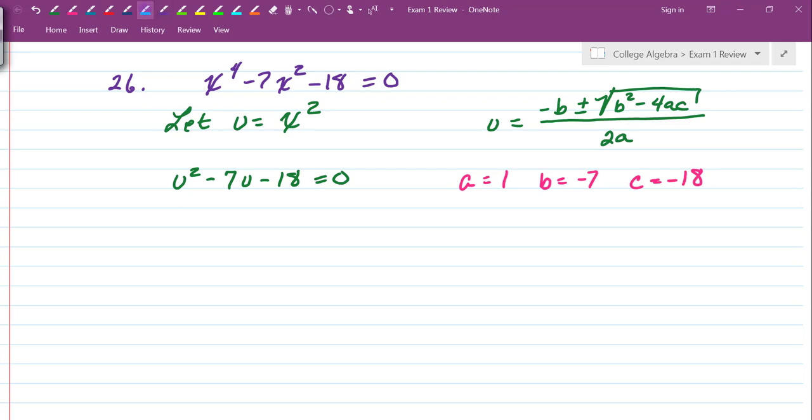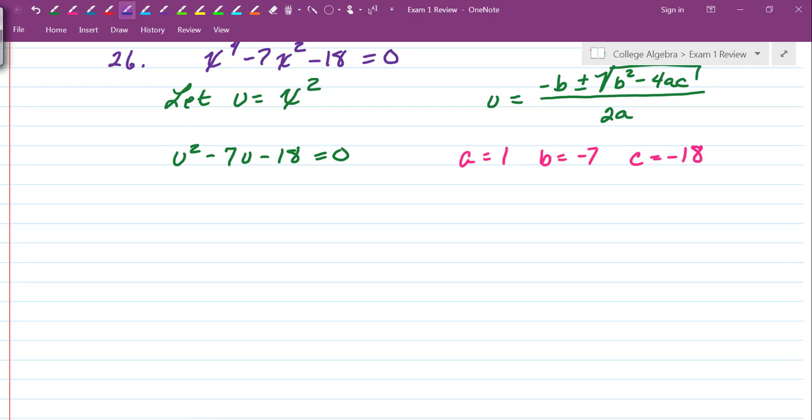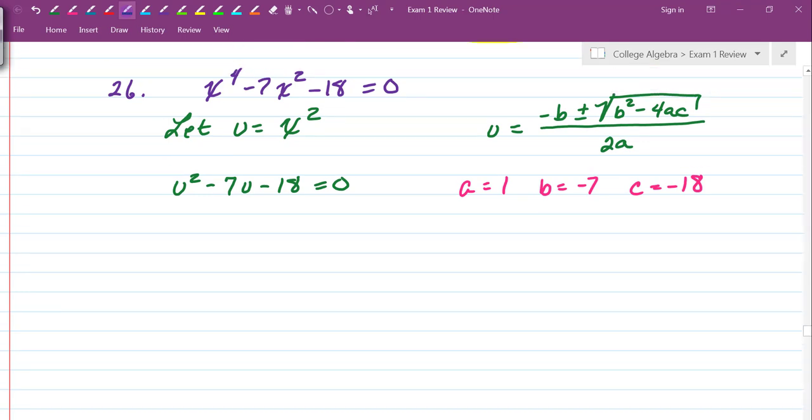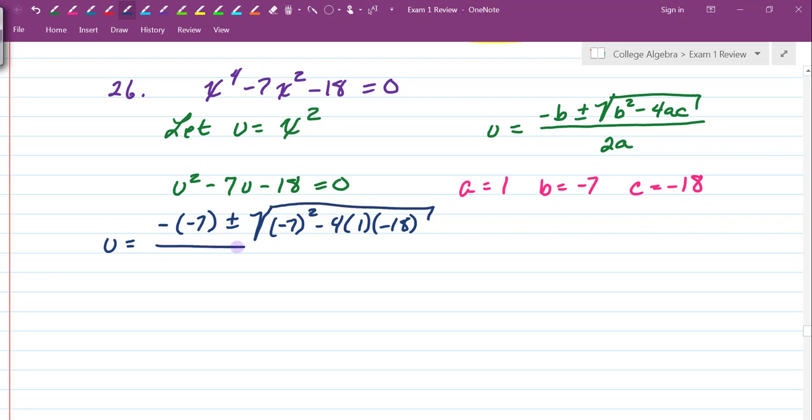Let me use this color over here because I remember using it once before and it was hard to see. So we'll go u is equal to minus b, minus a negative 7, plus or minus the square root of b squared minus 4 times a times c, all under the radical there, and all of this over 2 times a, which is 1. So that's our substitution in.